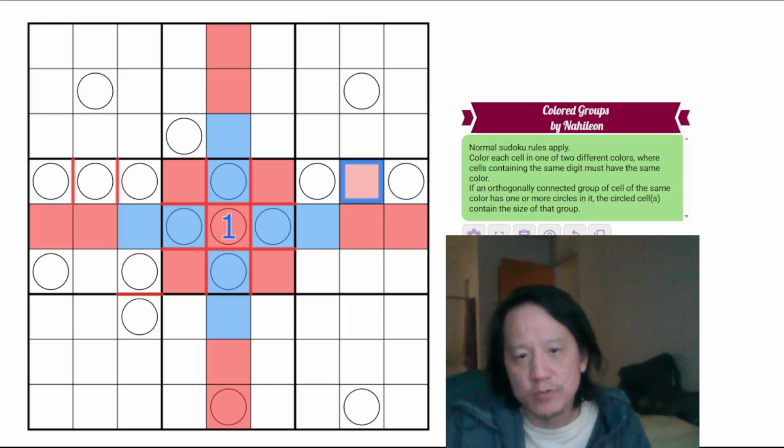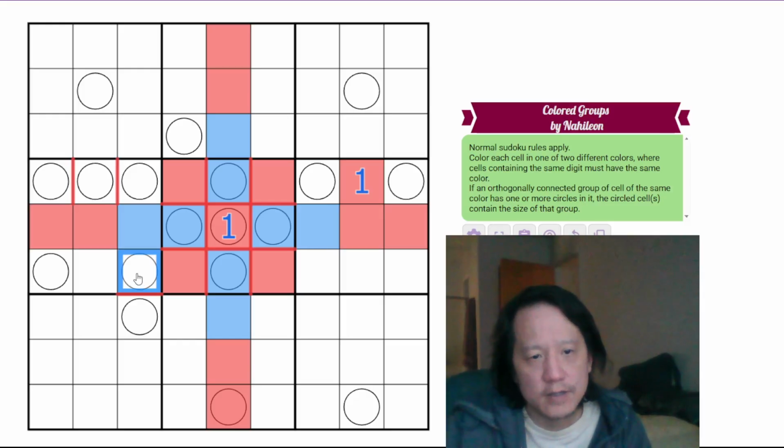So this must be red and a 1. Same with this. These can't be 1 because of 1 in the box. If this is red and 1, that's greater than 1 in size. If this is red and 1, that's greater than red in size. So this has to be red and 1.